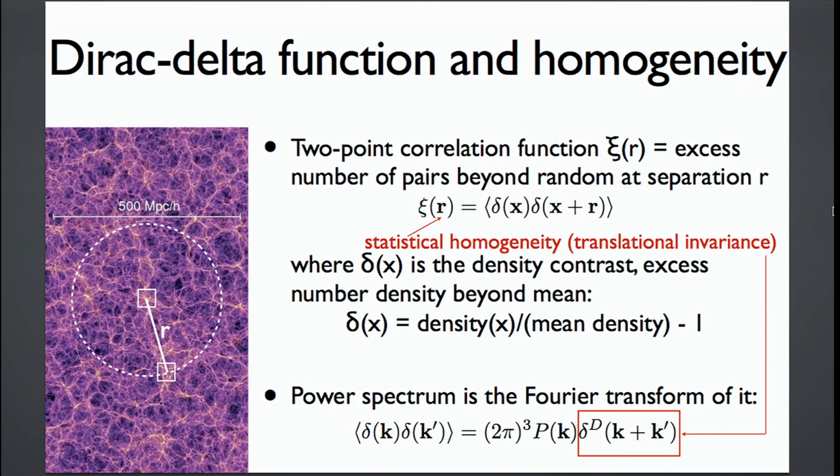And in Fourier space, the fact that this xi does not depend on x is translated into a delta function. It means that when you correlate two k modes, this is non-zero if and only if k plus k prime is 0.